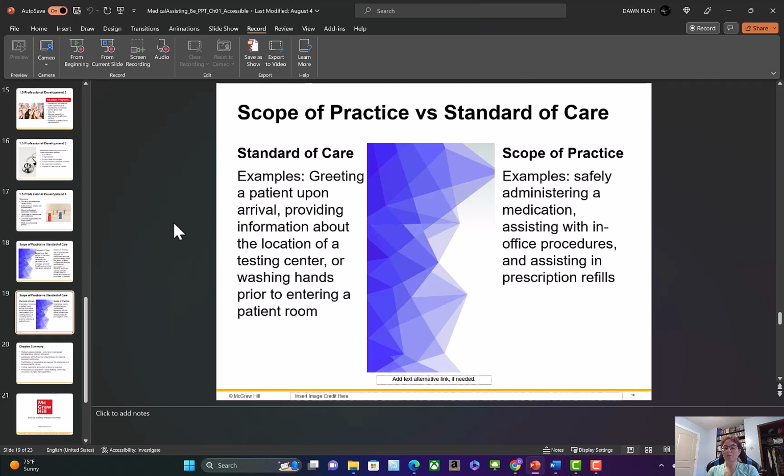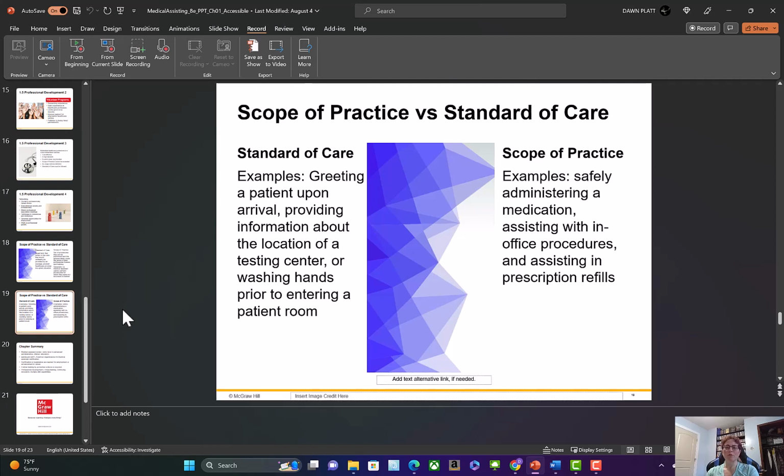Scope of practice, though, if you can look and see, it says safely administering a medication, assisting with in-office procedures, or assisting in prescription refills. An actual medical assistant is trained to do those things. And so that is within their scope of practice to perform, whereas any other healthcare professional may not be trained in these specific tasks, such as a physical therapist or physical therapy assistant. They're typically not trained in safely administering medications, so that's not underneath their scope of practice.